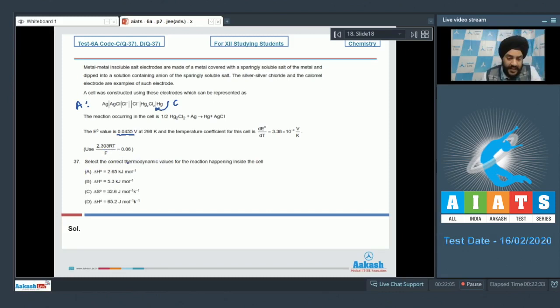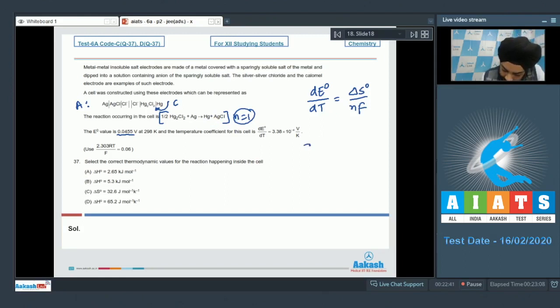Question number 37 says, select the correct thermodynamic values for the reaction happening inside the cell. So we have to deal with this reaction, students. The reaction has been given to us and we have to comment on the value of delta H and delta S for this reaction. So students, we have the value of dE0 by dT. We know that the temperature coefficient dE0 by dT is equal to delta S0 by nF. We can clearly see that the value of n shall be equal to 1 for this reaction, students, as it will involve only one electron.